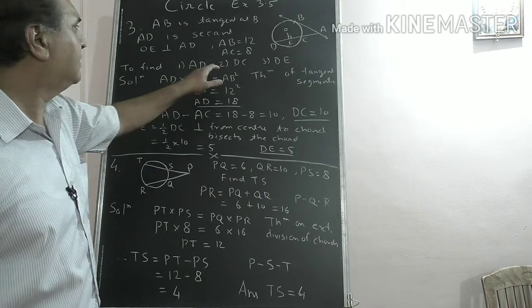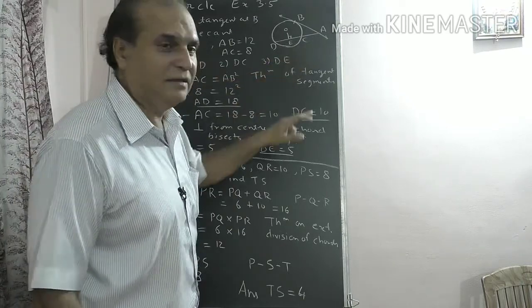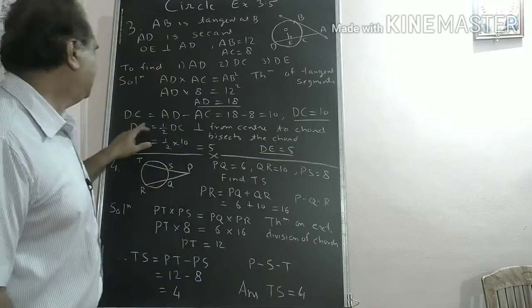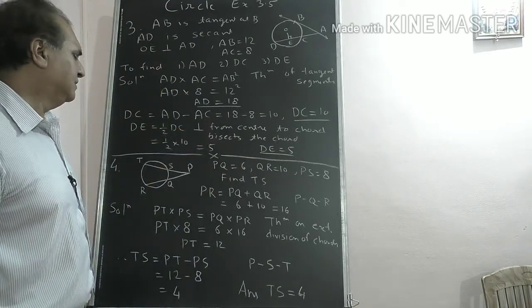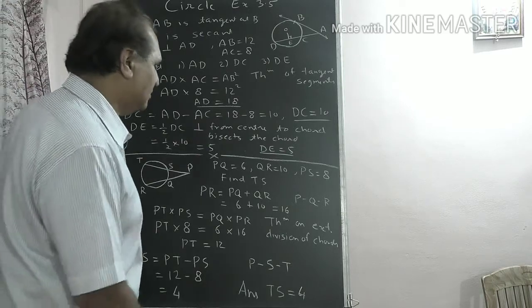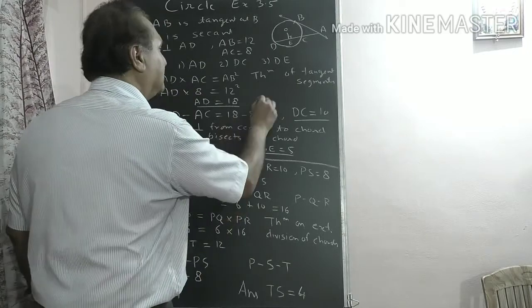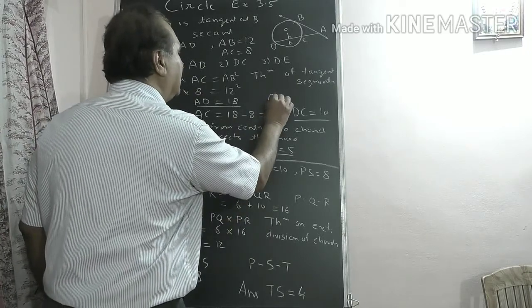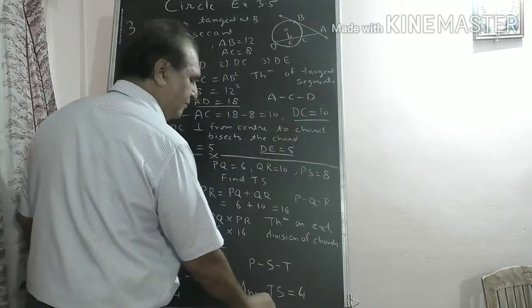Now second, you have to find DC. DC is AD minus AC. Reason: 18 minus 8 is 10. You should write the reason also. Between this you have to write why it is AD minus AC. Reason is A-C-D. Okay, getting it?